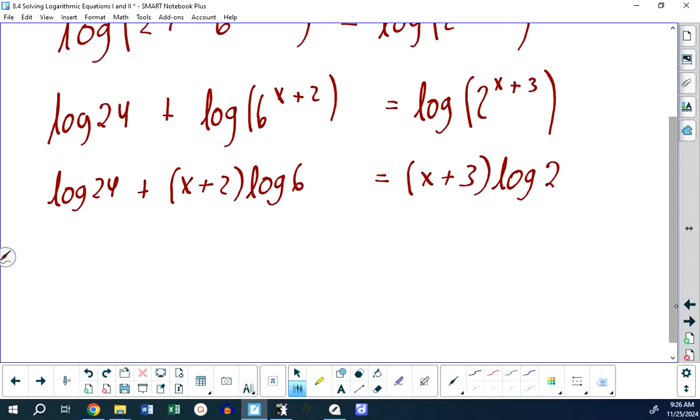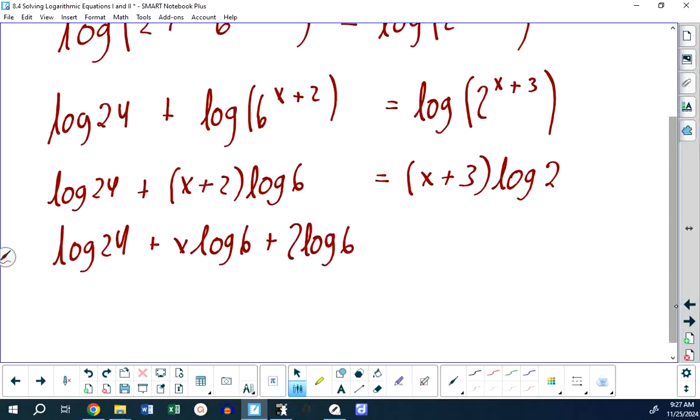And if you were to compare this question to the previous example, C, I guess it would have been, I think. When we expanded it out, we had 4 terms. 2 had x's, 2 didn't. When we expand this out, we're going to have 5 terms. 2 will have x, 3 won't. That's all. There's just going to be an extra term tagging along, that log of 24. So this is log 24 plus x log 6 plus 2 log 6.